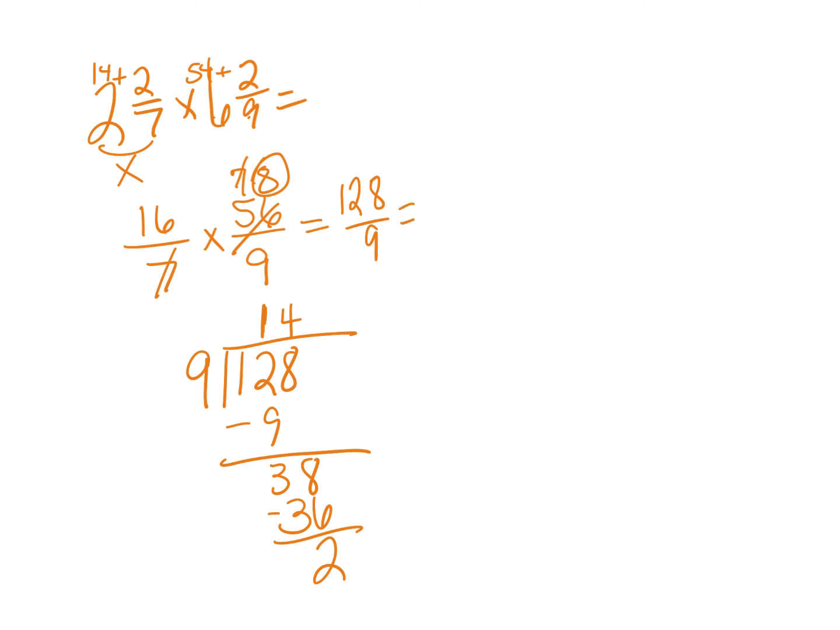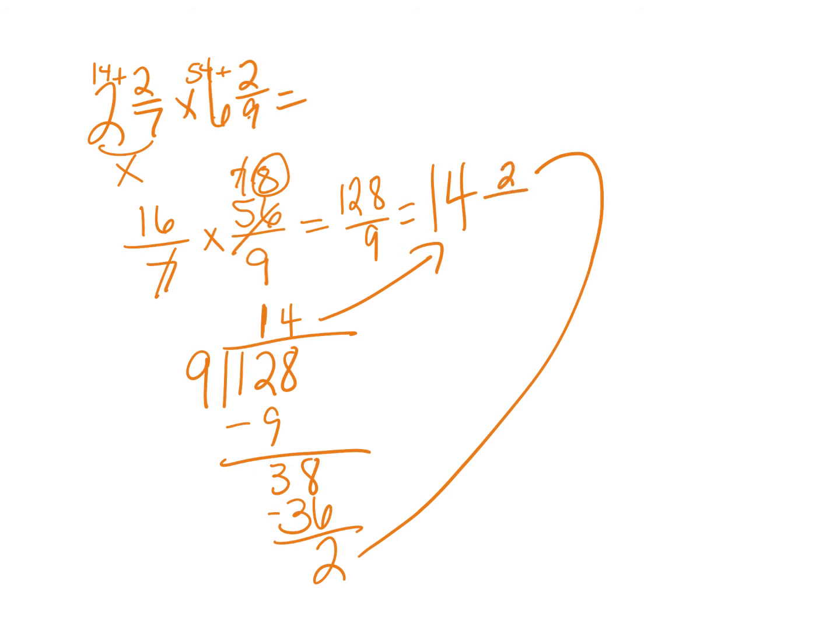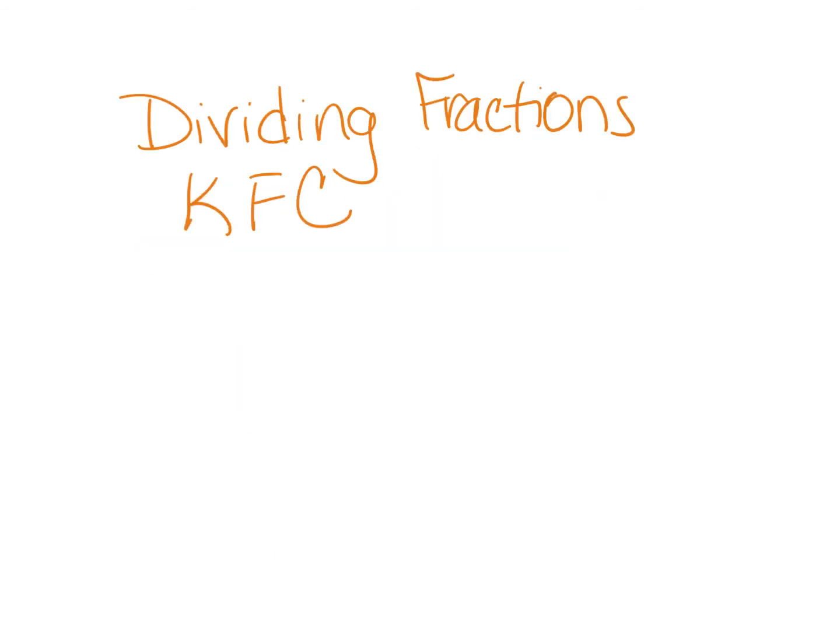So my answer here is 14, that's my whole number. This is my numerator, which is my remainder, and then my denominator stays the same. And that is my answer, okay? I know it may seem a little difficult, but just do the very best that you can. Let's move on to division, okay?